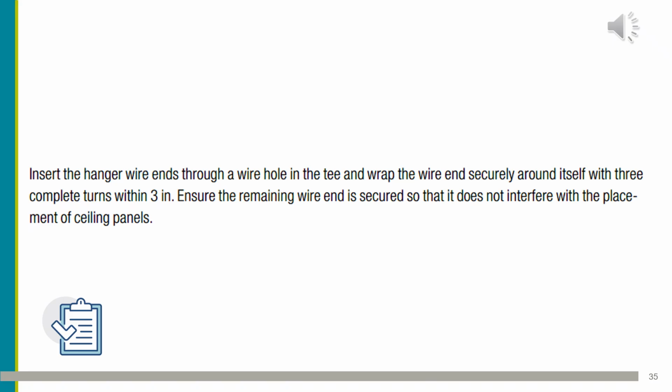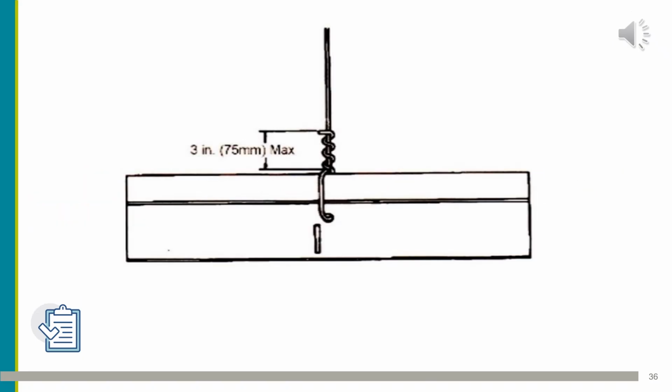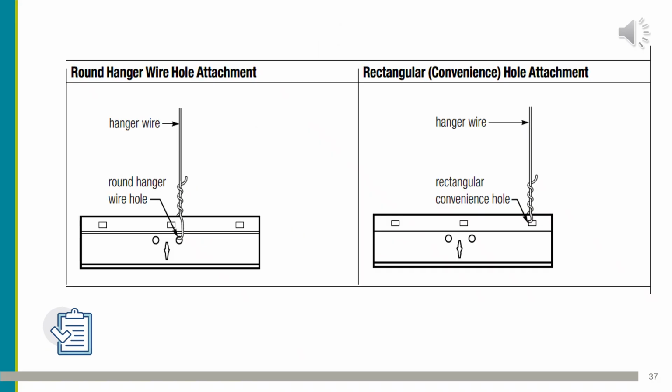In the code it says it prevents the interference with placement of ceiling panels, but the best thing it does, I think, is prevent you from tearing up your arms looking around above the ceiling. So here's a really good picture of what we just talked about. We're going to insert the wire through the T, make it tight, and have at least 3 tight wraps in 3 inches. Most manufacturers of these T's make no distinction about whether you use the square hole or the round hole, as long as you're not using something that interferes with other components of the ceiling grid.